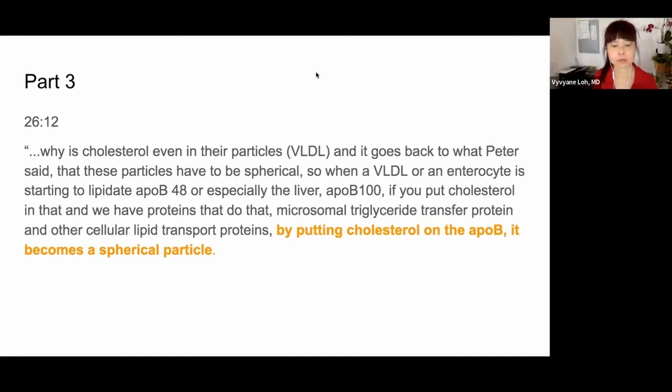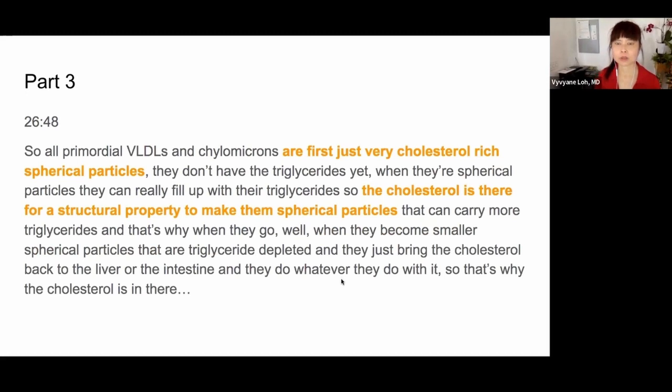These particles have to be spherical. So when an enterocyte is starting to lipidate ApoB 48, or especially the liver, ApoB 100, if you put cholesterol in that, and we have proteins that do that, microsomal triglyceride transfer and other cellular lipid transport proteins, by putting cholesterol on the ApoB, it becomes a spherical particle. So all primordial VLDLs and chylomicrons are first just very cholesterol-rich spherical particles. They don't have the triglycerides yet. Then when they're spherical particles, they can really fill up with their triglycerides.